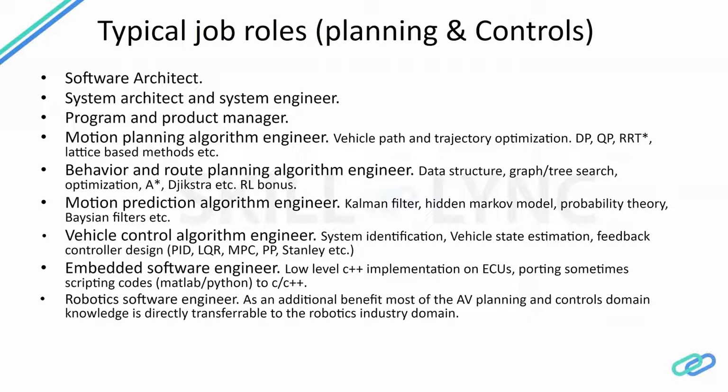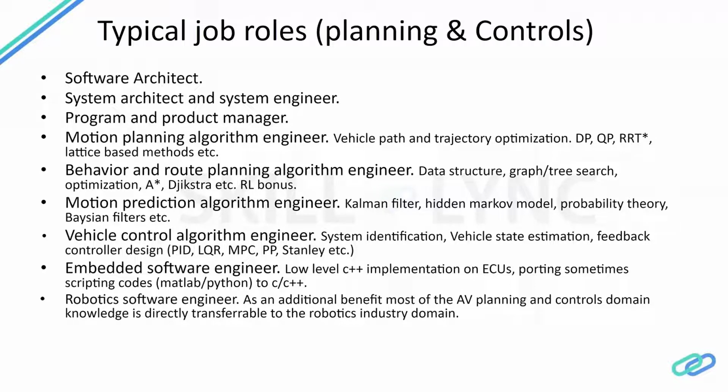In more domain specific areas, planning and controls are really software specific. Especially planning: when you go to perception, you deal with hardware, and perhaps with controls also, you deal with hardware. But where you work with planning, be it behavior, motion, route planning, or whatever other planning, they're all software specific. So most of the jobs would be software related here. So you'll have motion planning algorithm engineers, behavior and route planning algorithm engineers, prediction algorithm engineers for motion prediction, and vehicle control algorithm engineers.